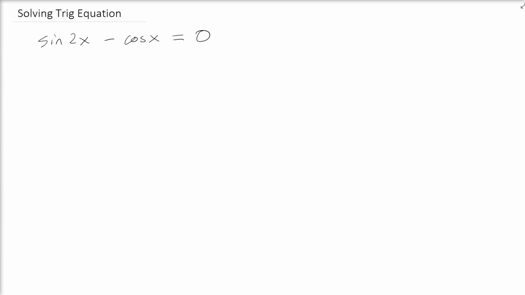We're going to solve this trigonometric equation with a sine of 2x term in it. So this is making sure you understand what the sine of 2x is equal to. So this is a formula. Make sure to remember this formula. Sine of 2x is equal to 2 times the sine of x times the cosine of x.